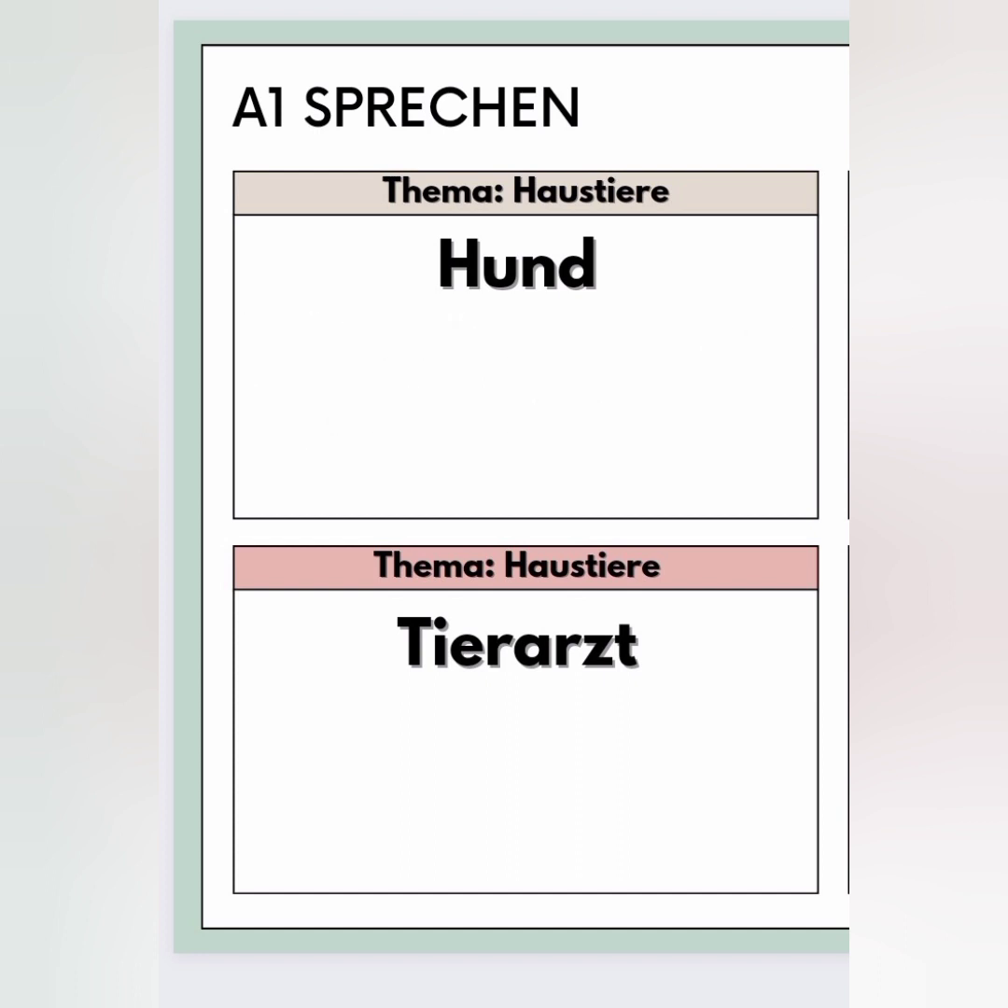Now, I could also decide to ask you with the Wessen. You remember that Wessen now means whose, right? So I would like to ask you, whose dog is that? Wessen Hund ist das? Whose dog is that? Then you can just go ahead and say, das ist mein Hund.